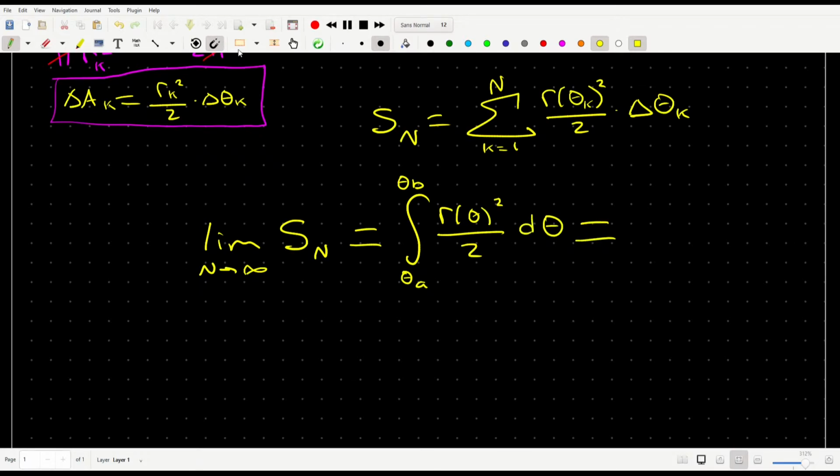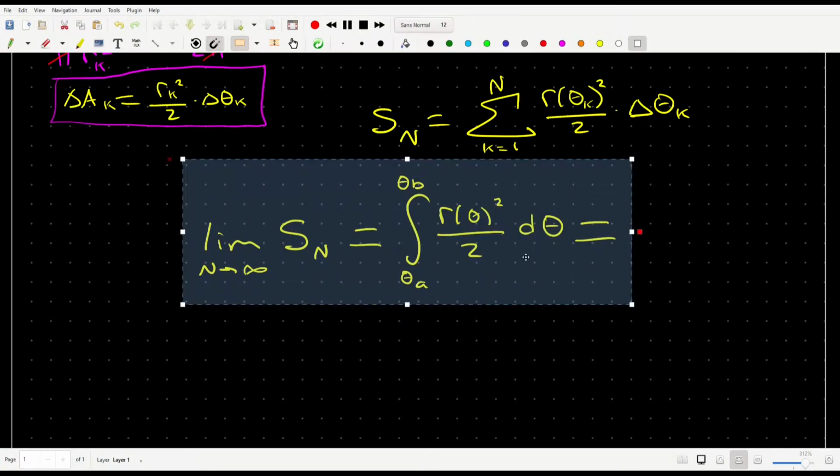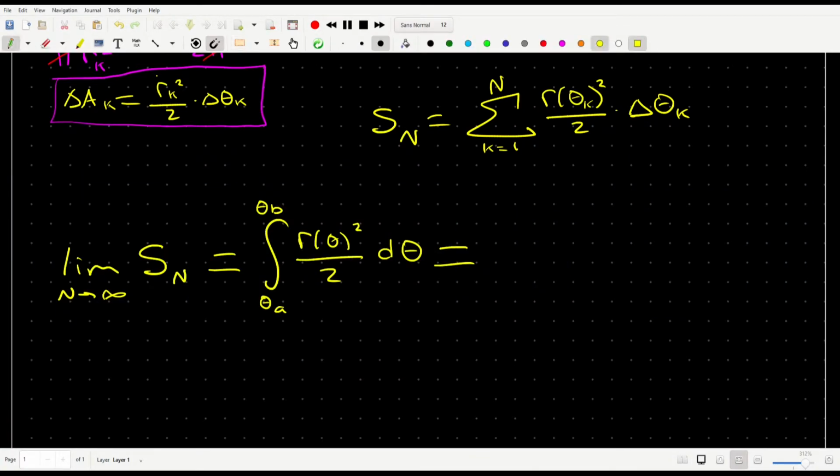So this is the formula for the area bounded by a polar curve.